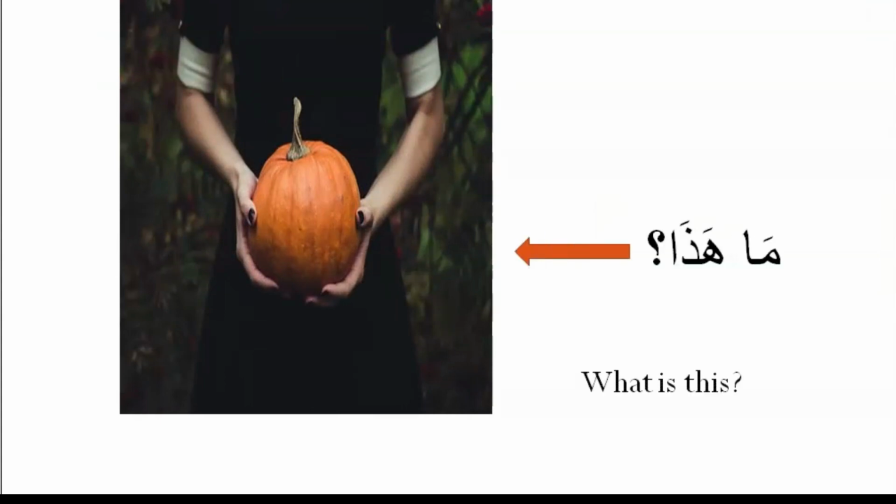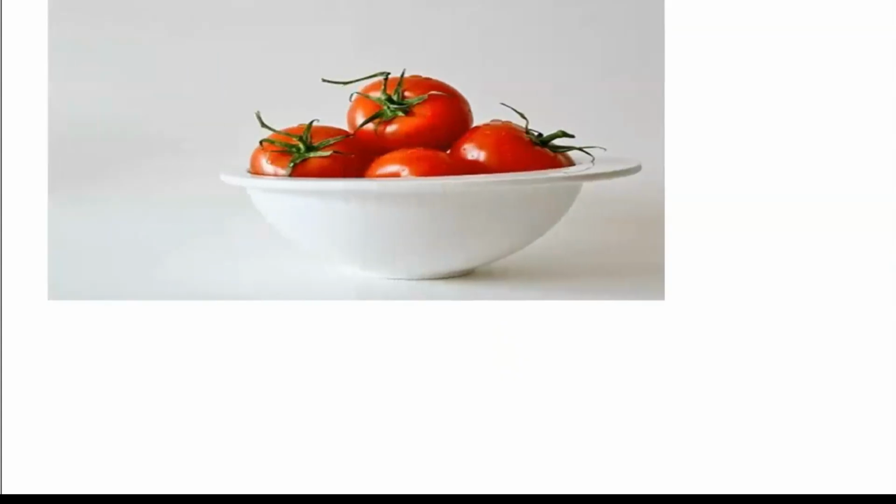ما هذا؟ هذا قرع. If we would like to ask about something, we say أهذا جزر. For example, if we are confused and we don't know what is this, we say أهذا جزر. جزر, if you remember, is carrots. So أهذا جزر. لا هذه طماطم. لا is no. هذه طماطم.